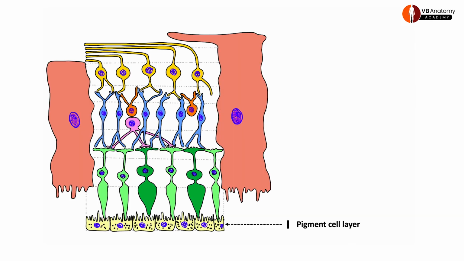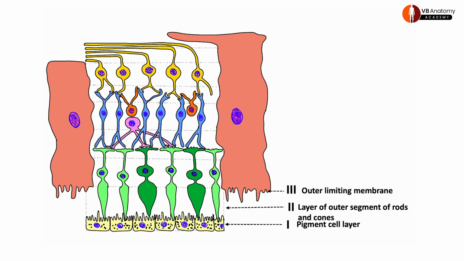Thus, pigment cells form the first layer of retina. The outer segments of rods and cones form the layer of outer segments of rods and cones, the second layer. The innermost edge of the Mueller cell, which is towards the pigment epithelium, is called the outer limiting membrane, that is the third layer of retina.